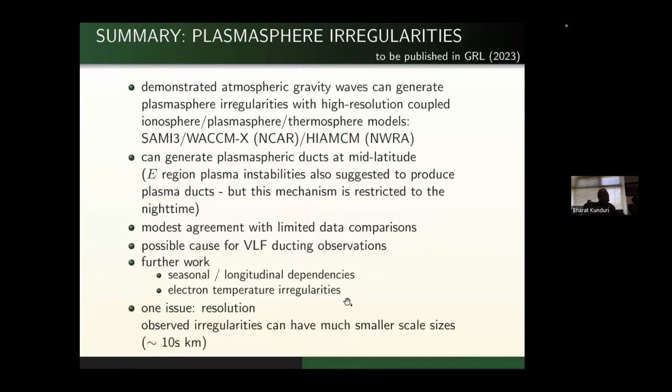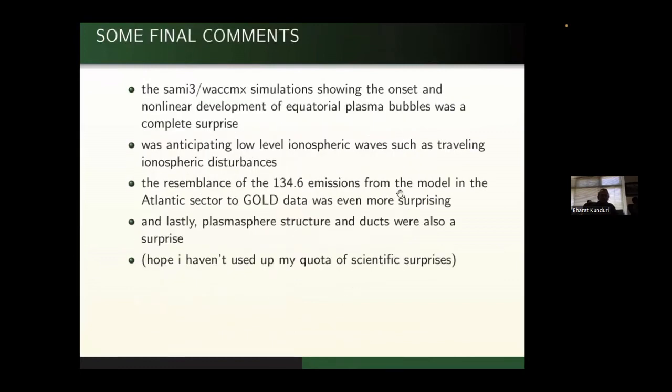And then last, I've said this earlier, I'll just repeat it. In the first simulation, I was just anticipating traveling ionospheric disturbances. I was not expecting bubbles, much less that they agree with GOLD or look like GOLD, and this plasma structure and ducts were a surprise. So if there's a quote on scientific surprises, I hope I haven't met it yet, but to date, I'm pretty lucky. So luck is good. So if there are any questions or comments.